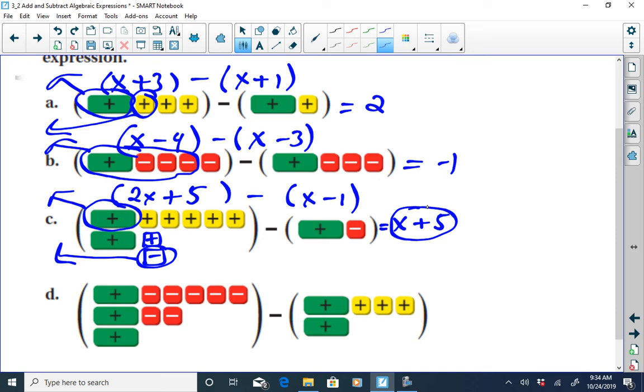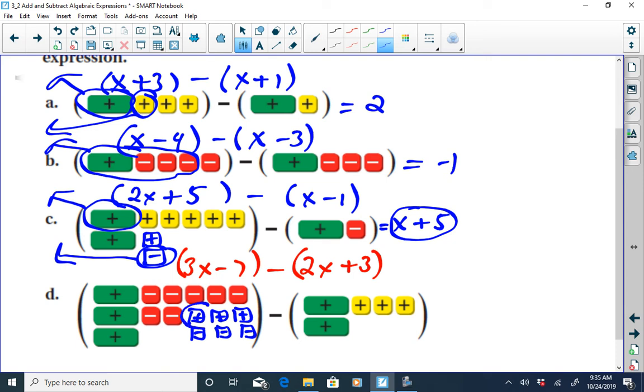Okay, next example. We have 3 x's. Let's change colors. We have 3 x's minus 1, 2, 3, 4, 5, 6, 7. But now I want to take away 2 x's plus 3. Well, once again, I don't have any positive tiles to take away. I only have negative tiles here, so I'm going to have to add 3 0 pairs. 1, 2, 3. So I add 3 positives, but I also have to add their opposites if I'm adding 0 pairs. So the 3 negatives, but now I have 3 positives to take away, so I'm going to take them away. Well, what's left?